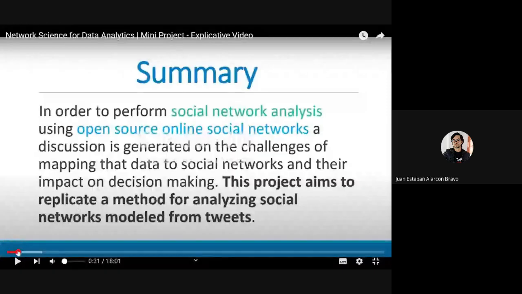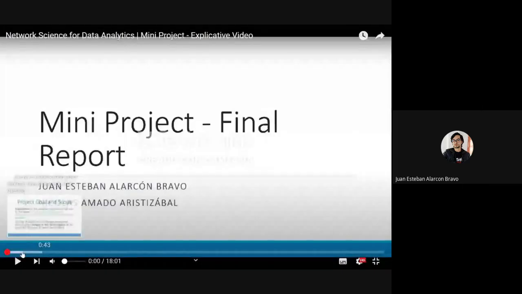All right. Well, first of all, the original scope of the project was to replicate the paper we found that was about creating a network based on some tweets regarding a particular topic.